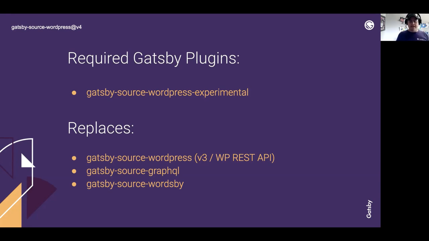And then on the Gatsby side, Gatsby Source WordPress Experimental is now the official way to go if you're going to use WordPress with Gatsby. This will replace Gatsby Source WordPress version 3 or before, Gatsby Source GraphQL, Gatsby Source Wordsby, or any other way you're using WordPress with Gatsby today. This is our official recommendation. In the future, this will become Gatsby Source WordPress and will replace V3. For now, it's going to be Gatsby Source WordPress Experimental, so you can have them side by side as you migrate.